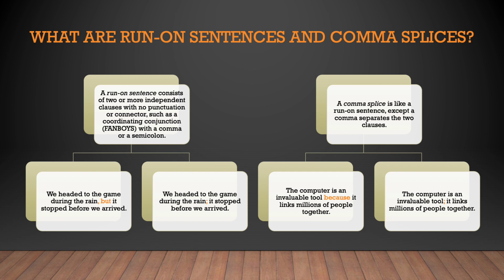What are run-on sentences and comma splices? A run-on sentence consists of two or more independent clauses with no punctuation or connector, such as a coordinating conjunction, FANBOYS, with a comma or a semicolon. We headed to the game during the rain, but it stopped before we arrived. We headed to the game during the rain it stopped before we arrived.